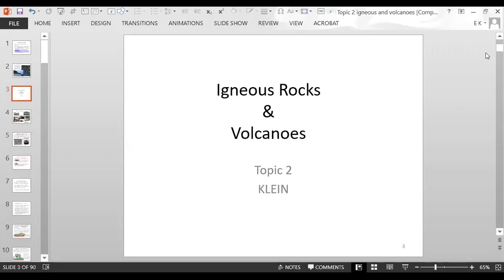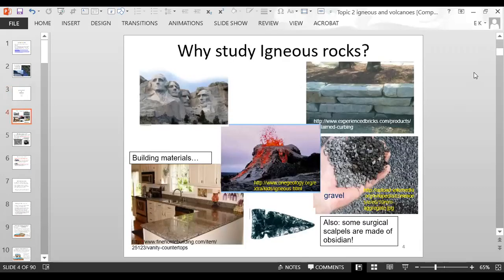Okay, so we're going to start with igneous rocks and volcanoes. Why should we study igneous rocks? So here are some examples. So here's a volcano. You have lots of people around the world who actually live near volcanoes.